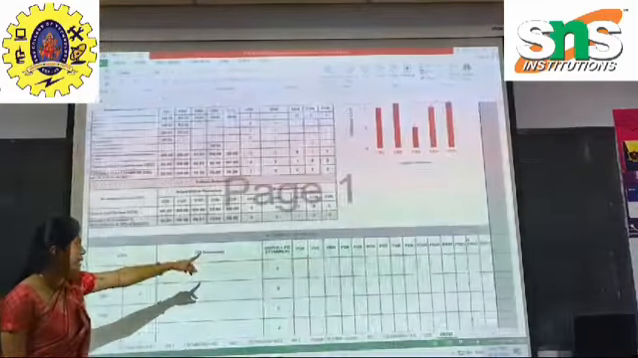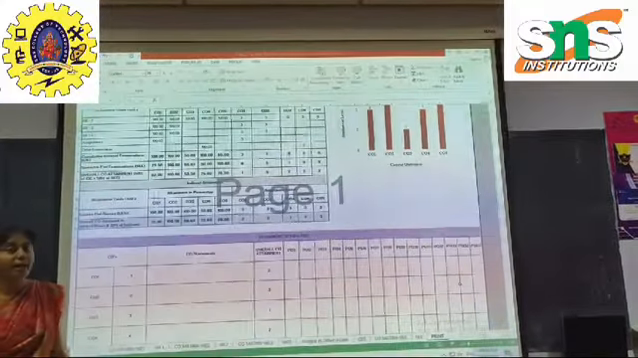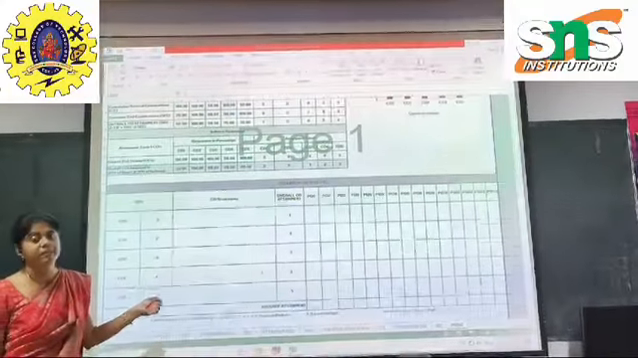After calculating the attainment, in similar fashion the PO and PSO mapping is also calculated, and the attainment for the particular course will be calculated. Thank you.